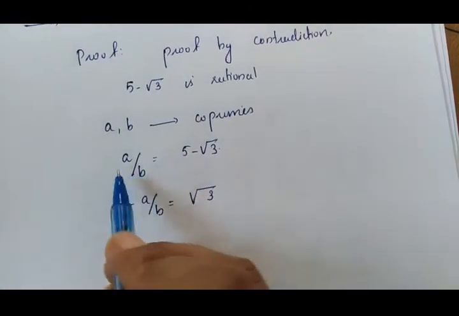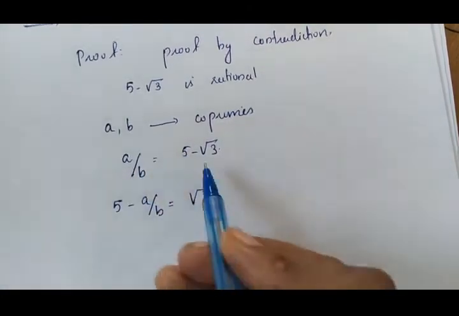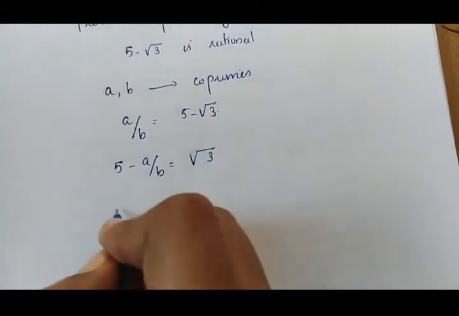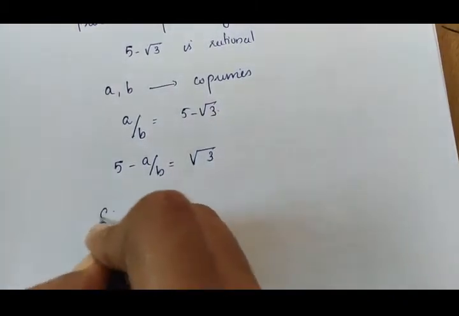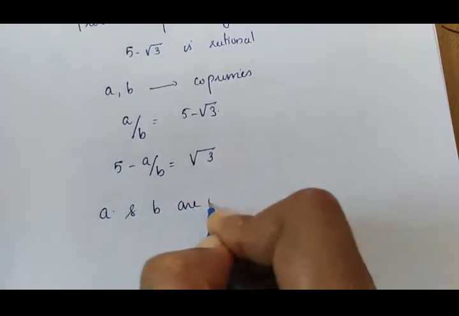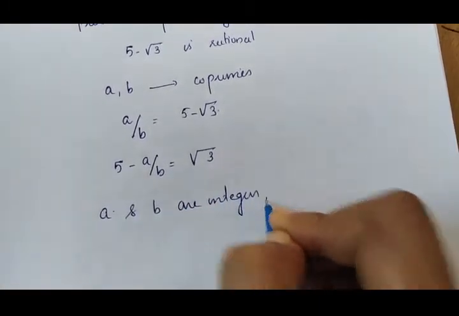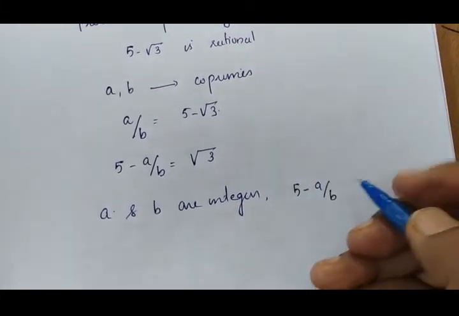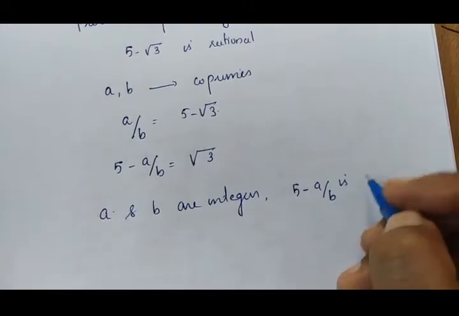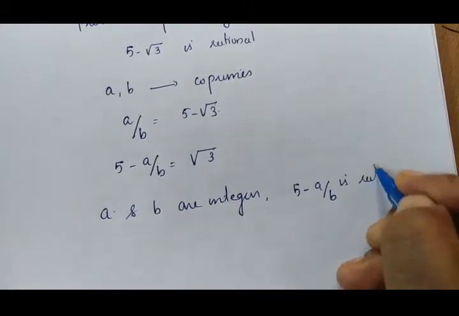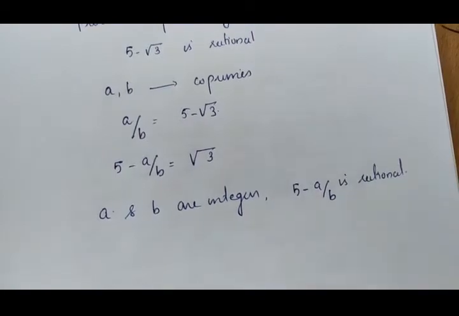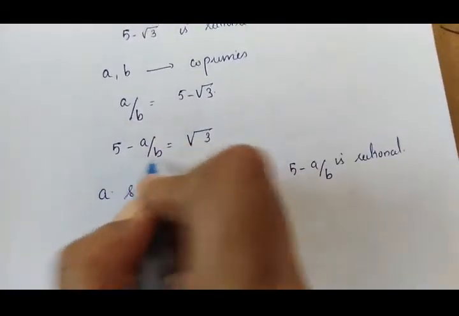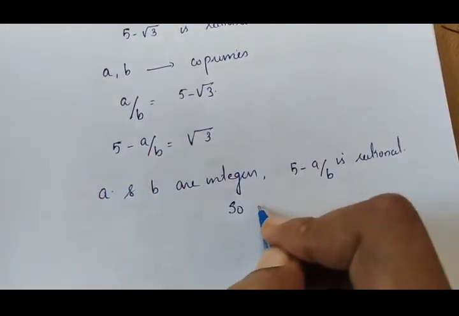We rewrite the equation. Here a and b are integers. We already know that 5 minus a by b is rational.